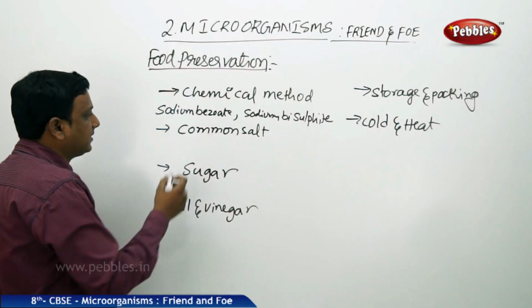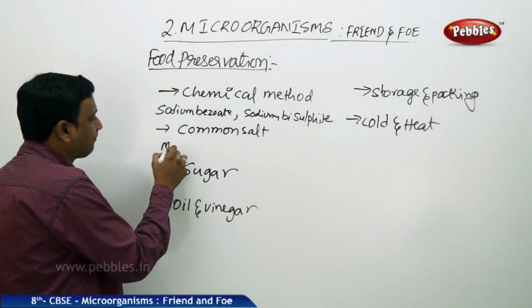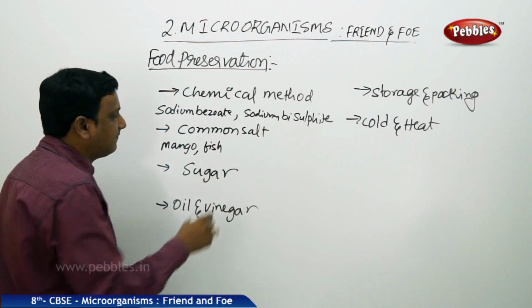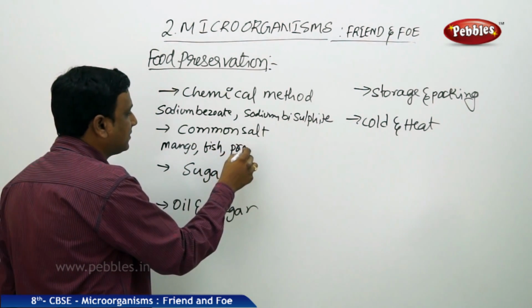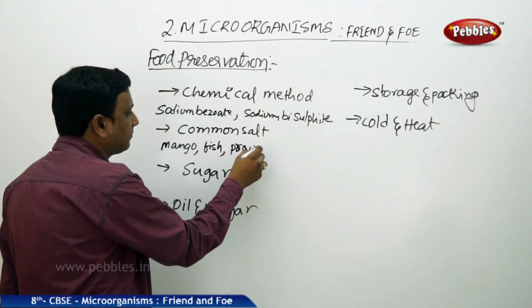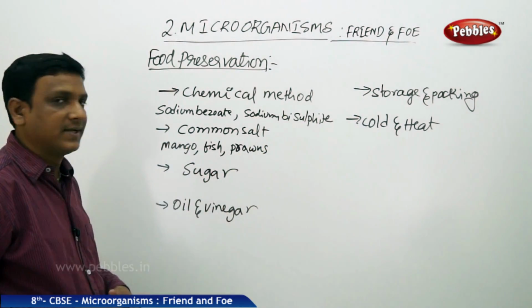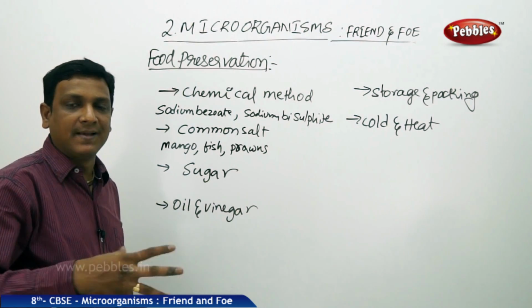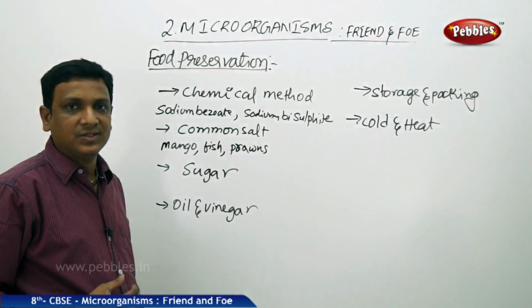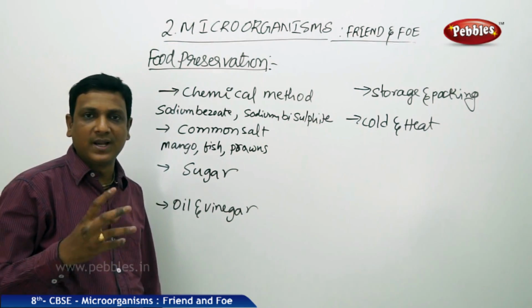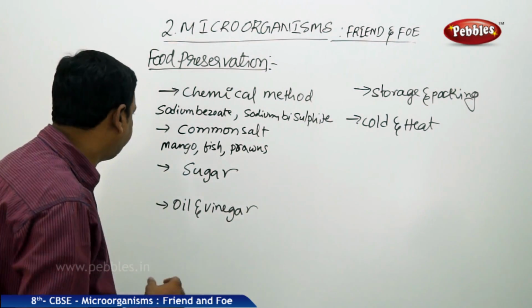Salt is used to preserve mango, salted mangoes, fish, salted fish, prawns, salted prawns. So these are the different food items to which salt is applied in large quantity. When there is an excess amount of salt on these items, microorganisms cannot spoil the food.